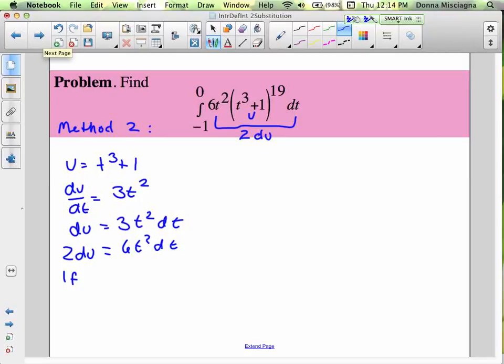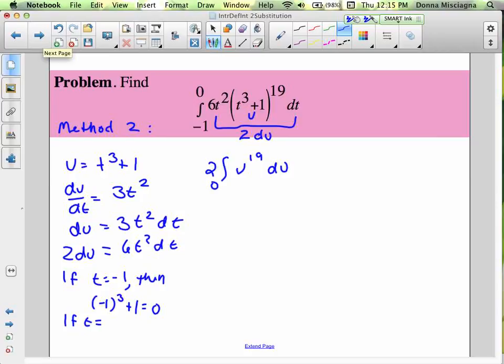So if t equals -1, then -1 cubed plus 1 is going to give us 0. That's our bottom one. So I'll rewrite this right now. The 2 can come out, so we have 2u to the 19th power du, and when we plugged in -1, we got 0.